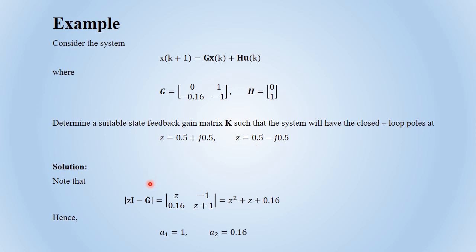First of all we will find out zI minus G, that is the actual characteristic equation. We have substituted the value of z and I is [1 0; 0 1], and we have subtracted this G from zI. The determinant of zI minus G comes out to be z square plus z plus 0.16. Here we will compare it with the characteristic equation of the standard system, that is z square plus a1 into z plus a2, and from that we get the coefficients of the actual characteristic equation as a1 is equal to 1 and a2 is equal to 0.16.